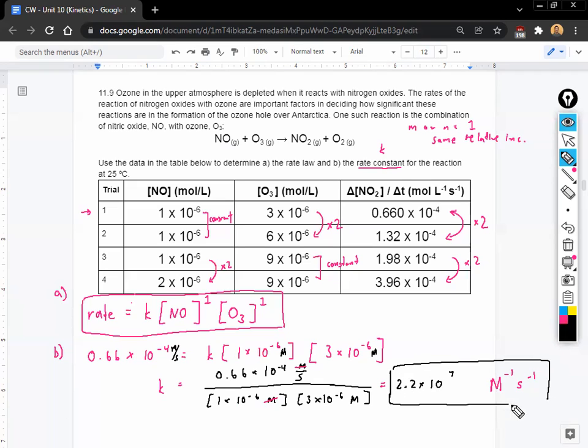Let me know if I'm wrong, because the other day I was crazy and I was writing insane things. Okay, so the value for K is going to be 2.2 times 10 to the power 7. That's how you can write the rate law using some experimental data. And that's also how you can solve for the rate constant.